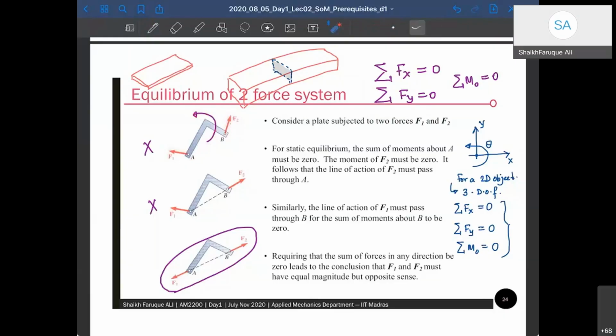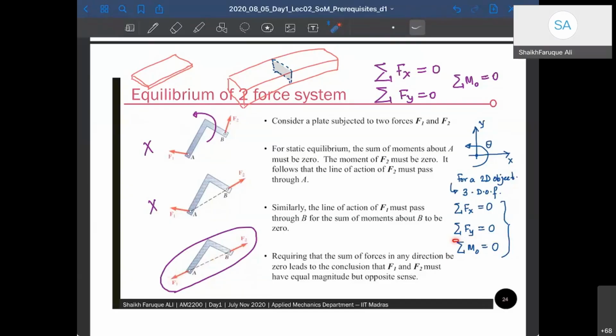So there will be some unbalanced force and the body will start rotating. And to stop that rotation, you have to make sure that the forces are along the same line, so that the moment created is 0. Because if they are not along the same line, they will start creating some moment, and that moment has to go to zero. So it has to satisfy this moment equal to zero condition.